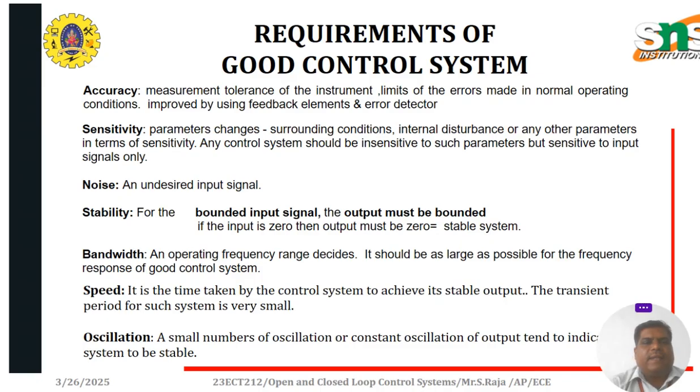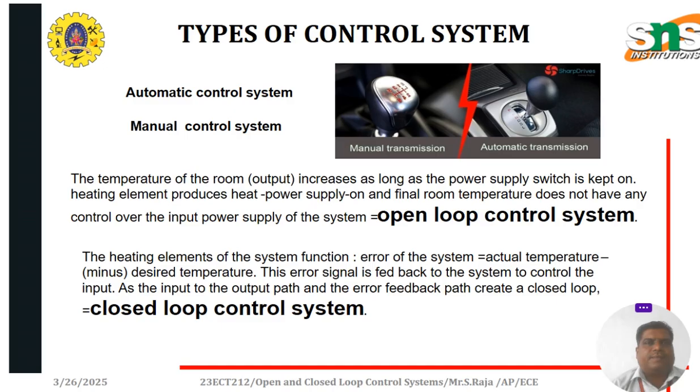Bandwidth: the operating frequency range decided. It should be as large as possible for the frequency response of a good control system. Speed: it is the time taken by the control system to achieve its stable output. The transient period for such a system is very small. Oscillations: a small number of oscillations or constant oscillation on the output tends to indicate the system to be stable. So, types of control system.